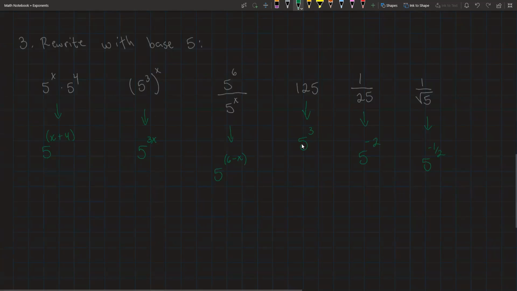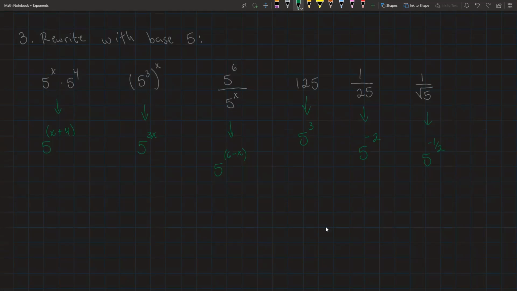Cool. I believe that's it. Yep. So I look forward to applying this idea in the next video, and it's going to be very powerful for many future videos involving exponents.